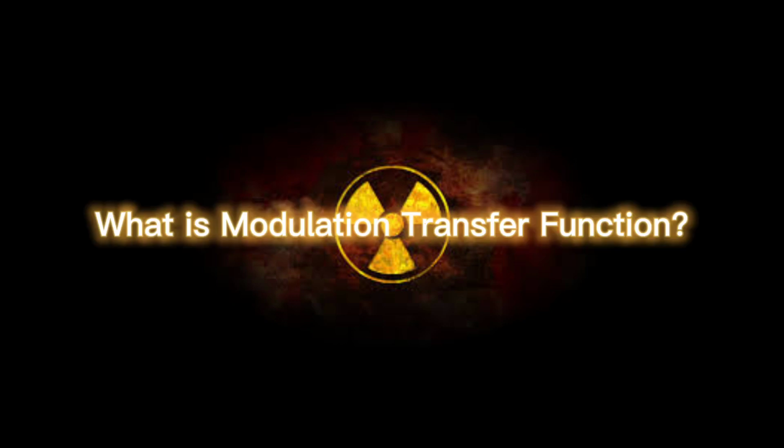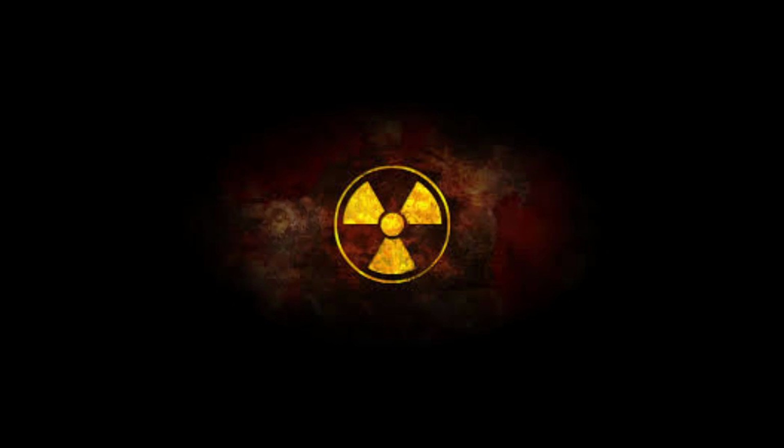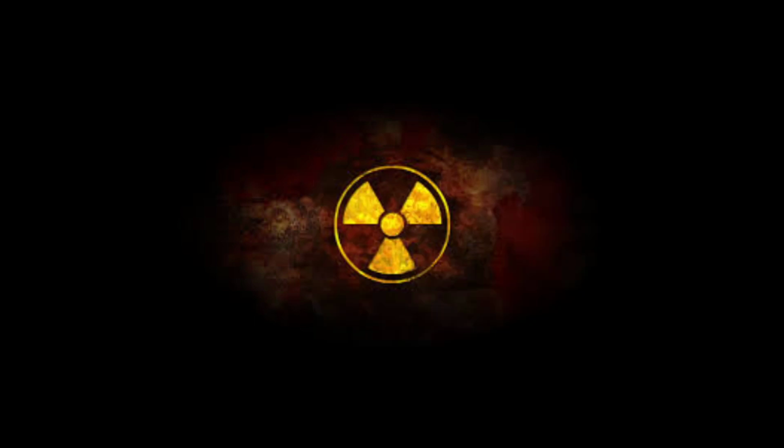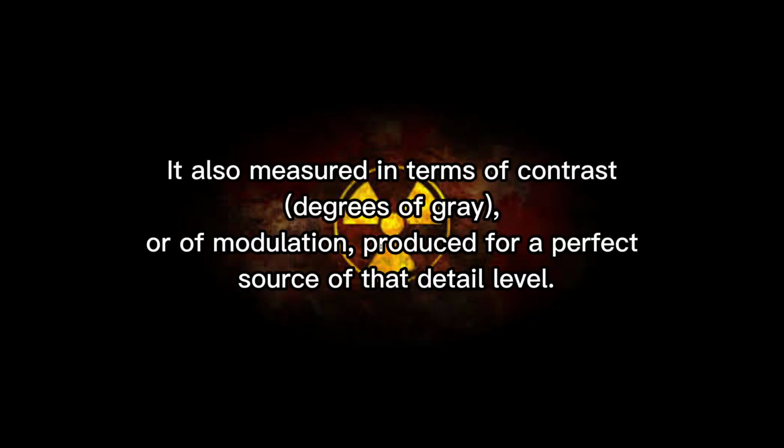What is modulation transfer function? The modulation transfer function (MTF) is a measure of the ability of an optical system to transfer various levels of detail from object to image. It is also measured in terms of contrast, degrees of gray, or of modulation produced for a perfect source of that detail level.